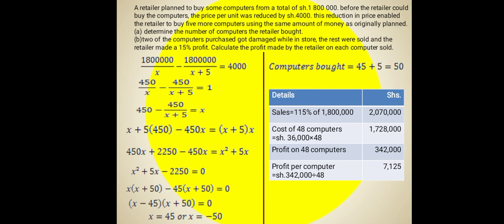Now the cost of 48 computers, we ignore the two that were damaged. So the cost of 48 computers is 1.728 million. Subtract that from the sales price, 2.07 million. We get that the profit on the 48 computers is 342,000. Now divide that amount by the number of computers. Those are 48. It means that he made a profit of 7,125 on each of those 48 computers.